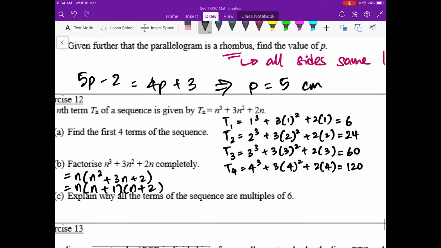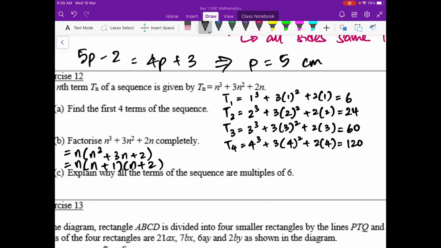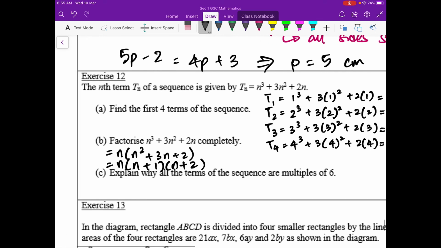So you see that for the first 4 terms, right? They are all multiples of 6. Then the usual way that we prove that something is a multiple of 6 is by factorizing out 6. But we see in this case, there's no common factor of 6. You cannot factorize out 6. So we need to use our second approach. The other approach is that we consider odd and even numbers.